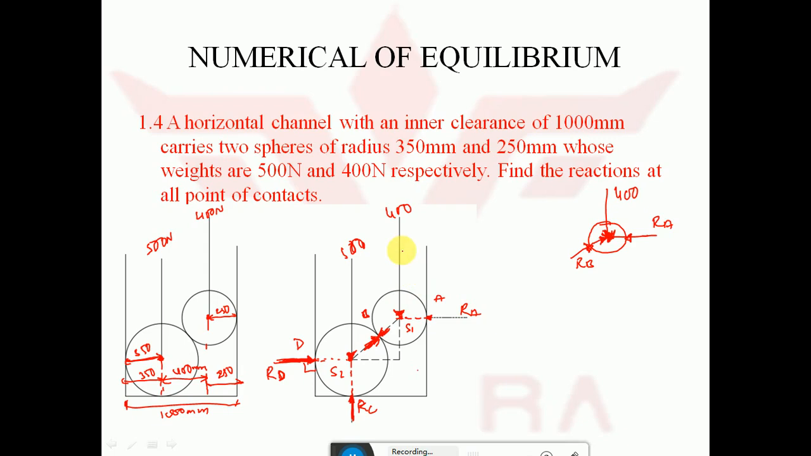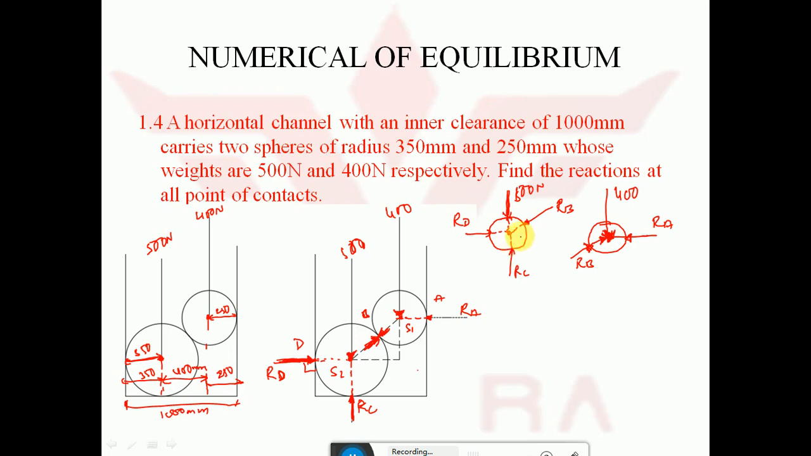This is the CG. Now if I take out this sphere S2 here, one is RC, one is RD, and because of the other sphere, RB will be acting in a downward direction. This is RB, and apart from that, the self weight will be exactly at the CG only. So this is 500 Newton.